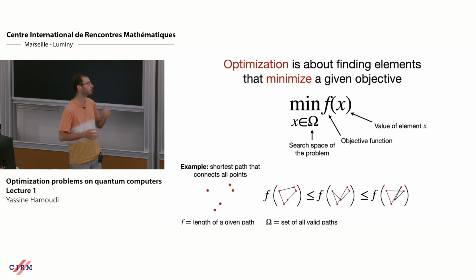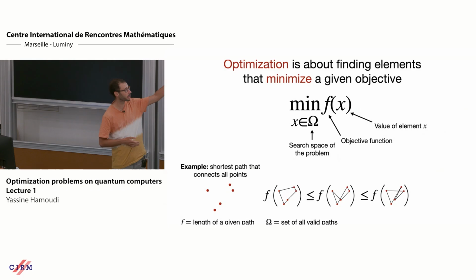If we go back to the graph problem, for instance, here is a concrete optimization problem. You are given a set of points that represent a graph configuration. The objective function that you may be interested in is finding a path that connects all the vertices and that has the smallest possible length. Here, the search space, omega, is going to be the set of all the possible paths that connect all the vertices. This space is huge, it contains exponentially many paths.